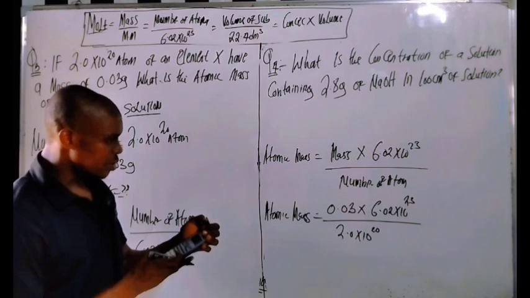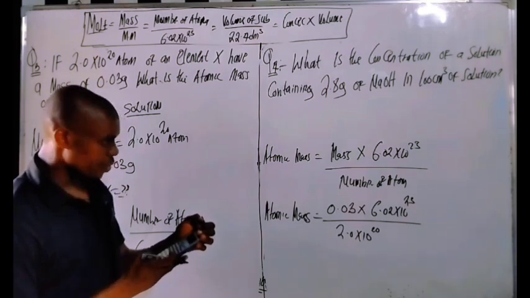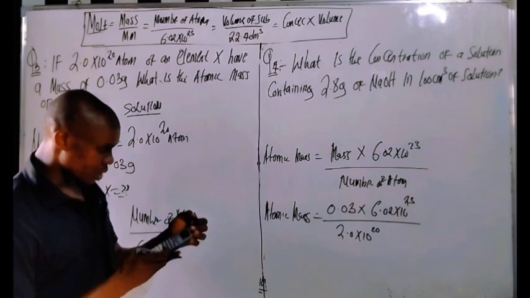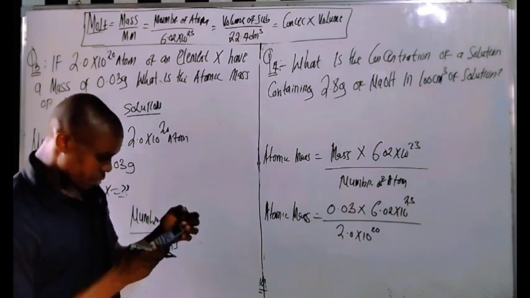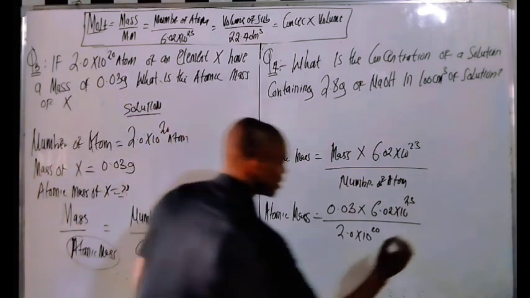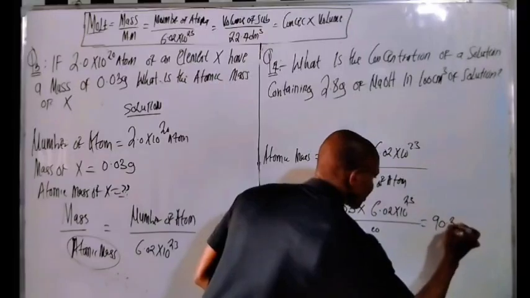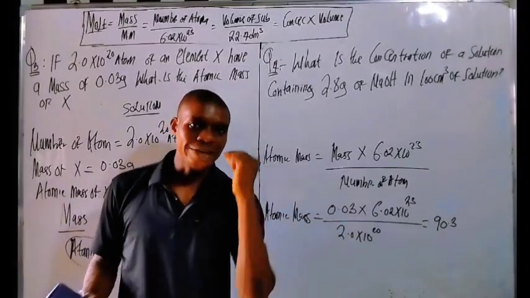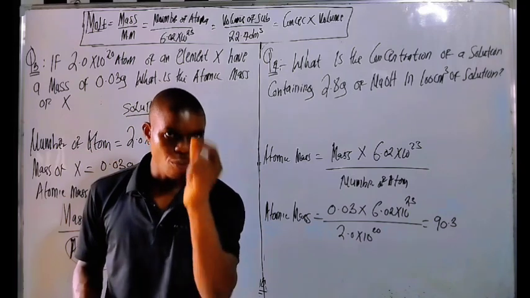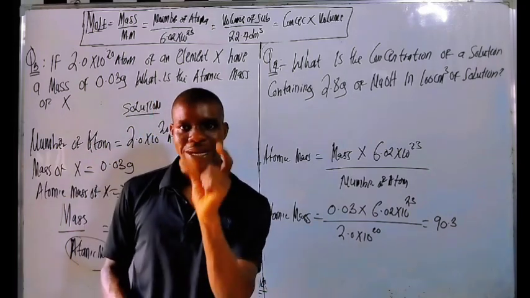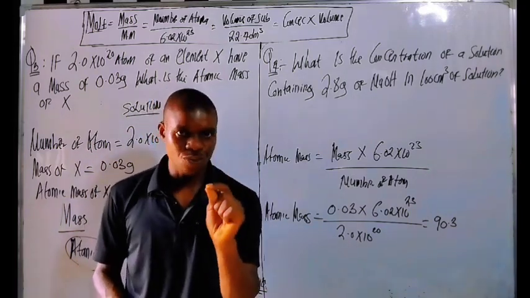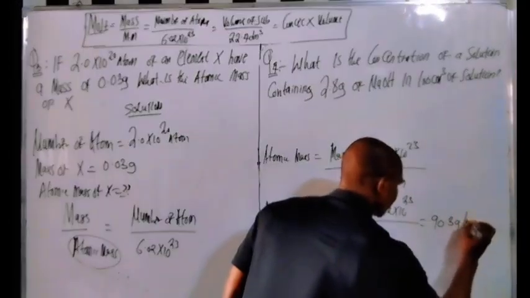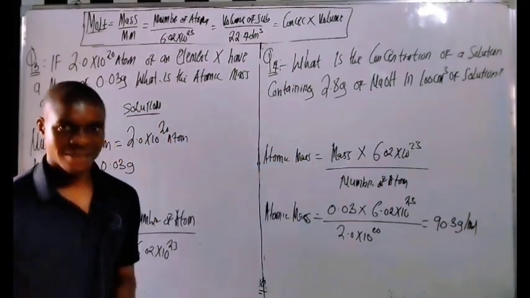So let's use our calculator here. 0.03 times 6.02 × 10^23 divided by 2.0 × 10^20. The answer is 90.3. Remember, atomic mass and molecular mass, their unit is gram per mole. Whenever we talk about molecular mass or atomic mass, always remember that the unit is gram per mole. As easy as that, right?